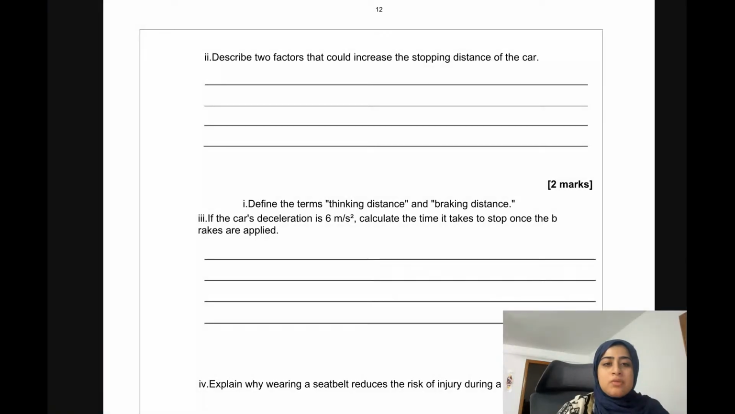Okay. 2 factors that could increase the stopping distance. So stopping distance can be increased by the road conditions. So whether it's icy, rainy, that could increase the stopping distance. Your car could crash into the next car. And also the speed. So the faster you're driving, the longer your stopping distance.